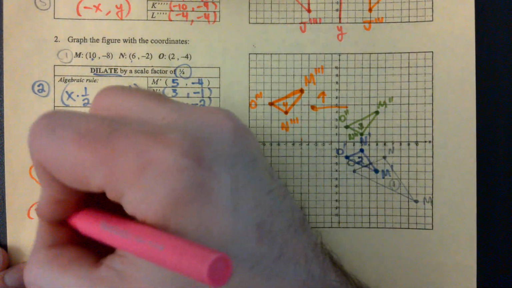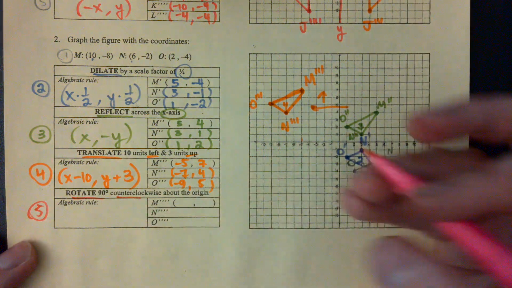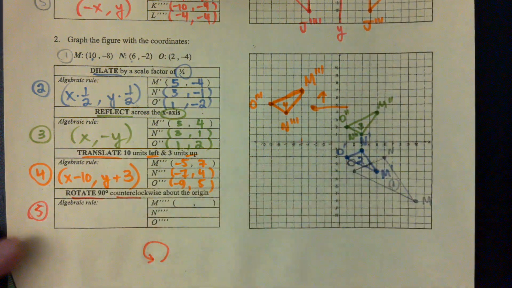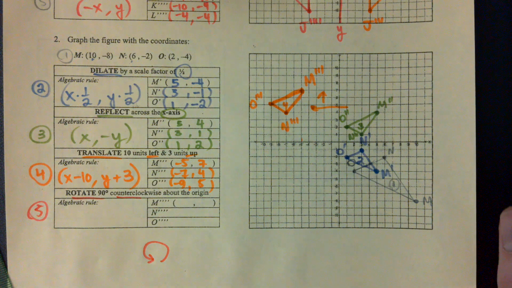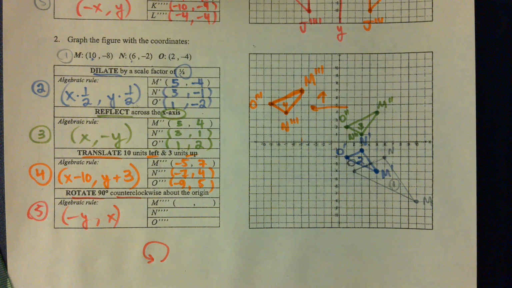4th and final move that's going to get us our 5th triangle is rotating 90 degrees. This time we're going counterclockwise, which is to the left like that. So the rule here is going to be -y, x. Again, if you're not sure how I got that, just take a look back at your notes.